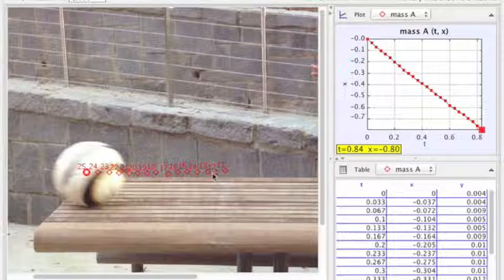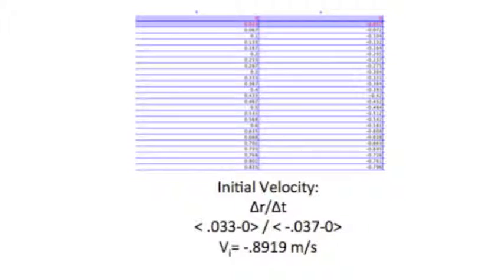Using Tracker, we were able to determine the various positions of the ball. The data was then placed in the table over here with time t and position x. Now that we have the data points, we can determine the initial velocity of the ball. Velocity is defined as change in position over change in time. Therefore, we can use the first two data points to find the initial velocity. In this case, it was negative 0.8919 meters per second.